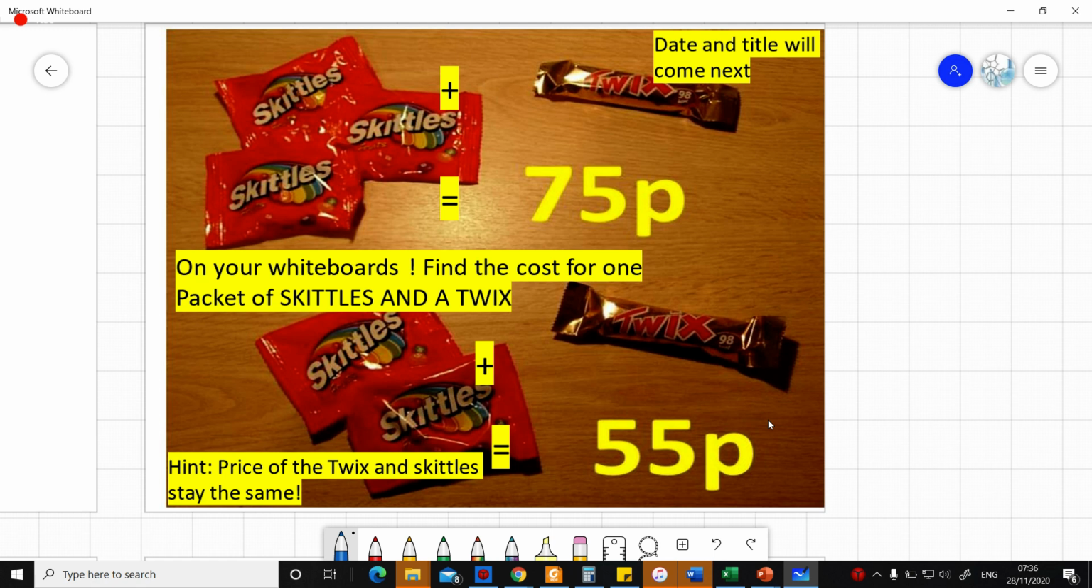This is going to be about simultaneous equations, and I teach it a little bit differently, and this is how I start my lesson. So let's look at this image here.